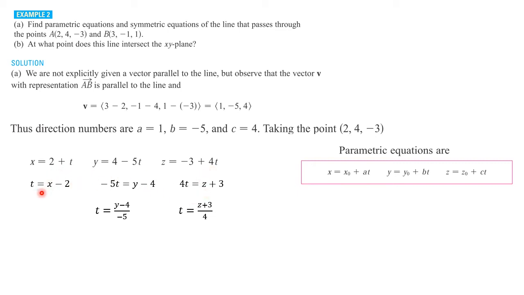We'll get t = x - 2, t = (y - 4)/(-5), and t = (z + 3)/4. And we'll get our symmetric equations as (x - 2)/1 = (y - 4)/(-5) = (z + 3)/4.